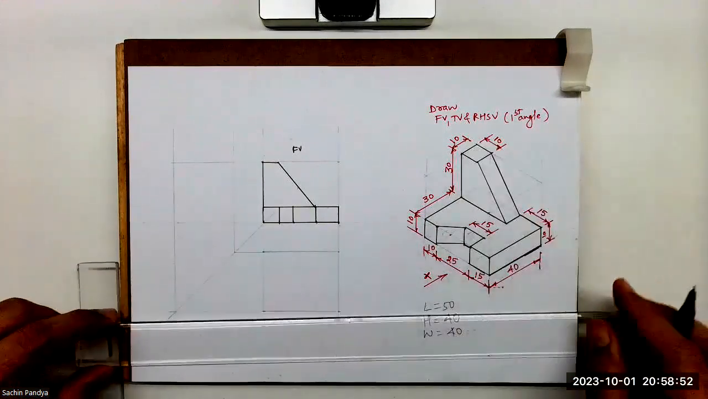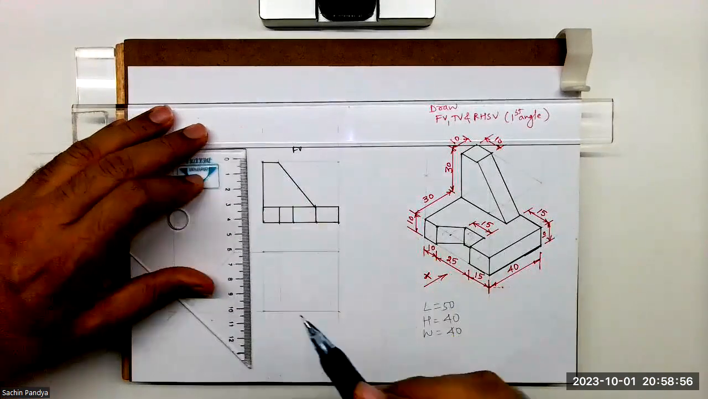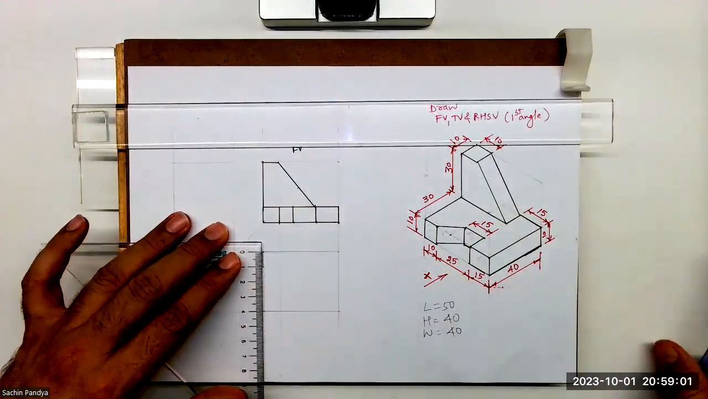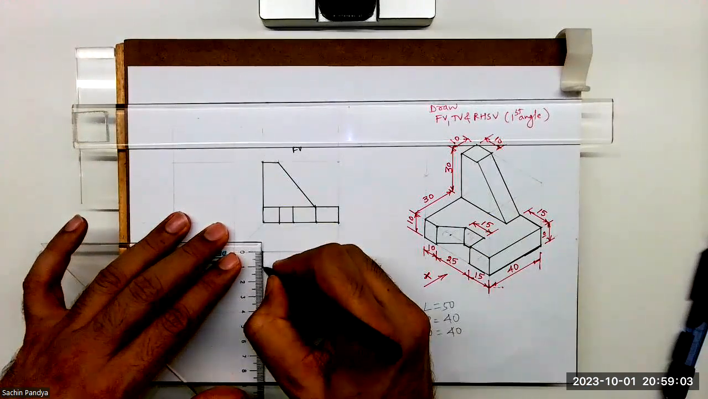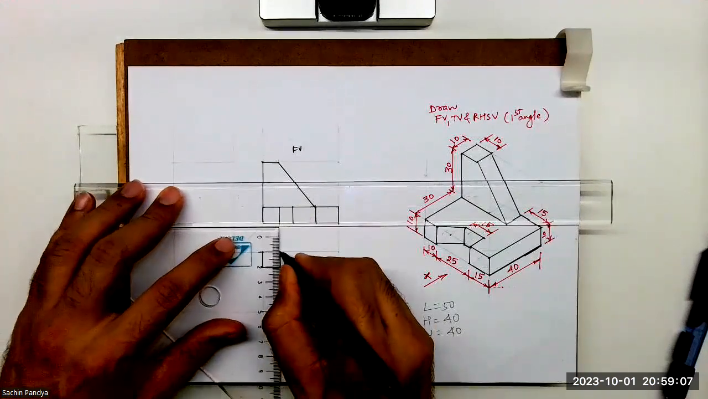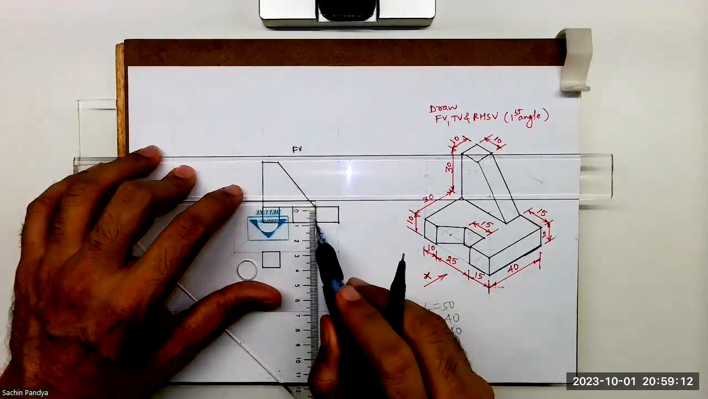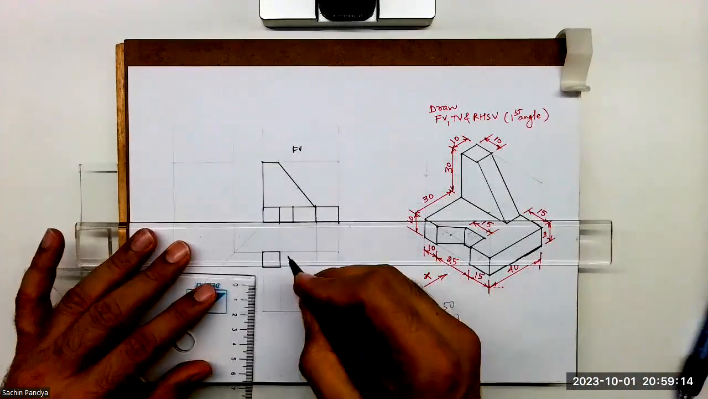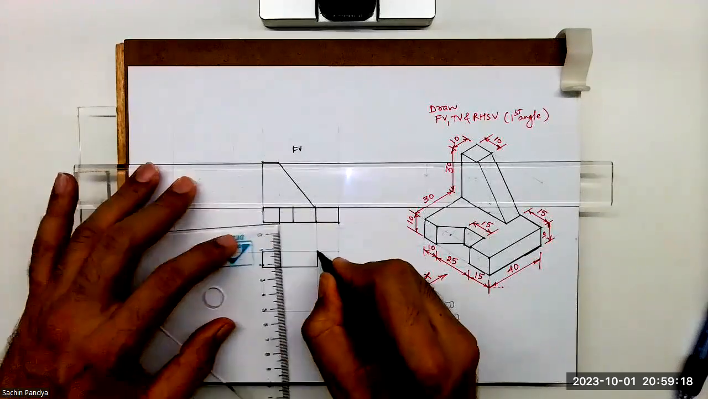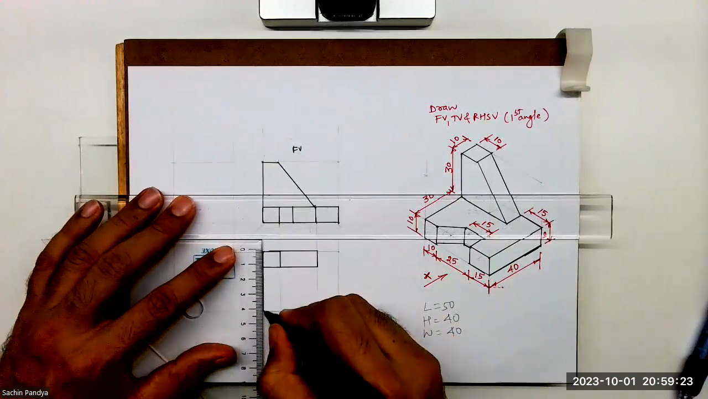Now we'll draw the top view. So for the top view, what will I do? I will extend this line from here. How much is this? 10. Right? Then you draw the slope. The slope will appear as a rectangle. Then this entire part is dark.